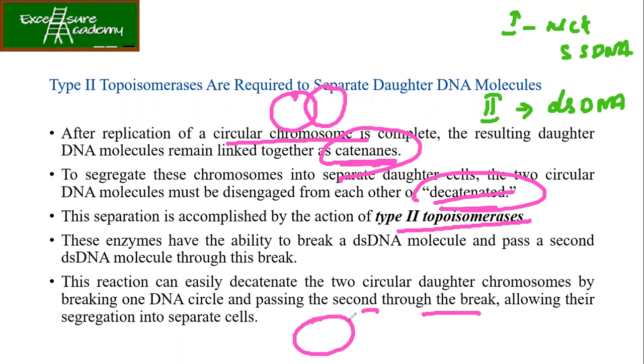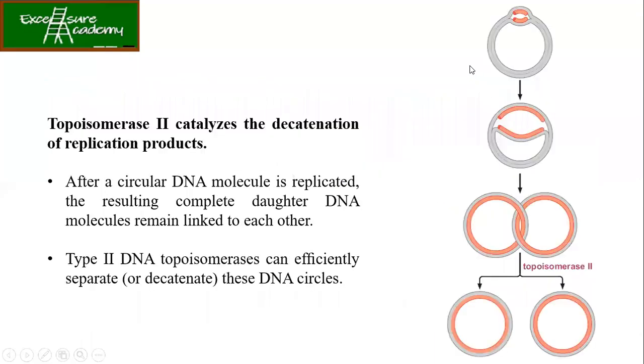So say this is your circle here, okay? It is going to make a cut over here. Then what will happen? This DNA will be passed through, and finally this DNA will be ligated with the help of the ligase. Okay. So topoisomerase catalyzes the decatenation of replication products. So here you can see how the replication is happening, right? Once the replication is completed, as in the case of the circular chromosome, you can see that the parental and the daughter strands are there, right?